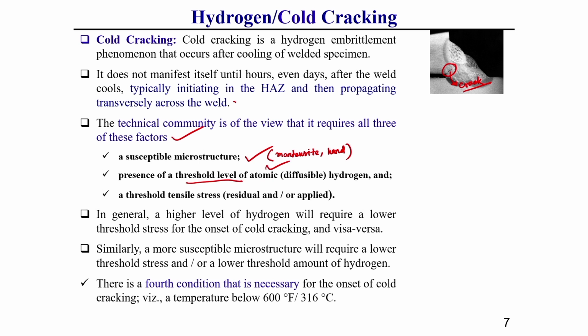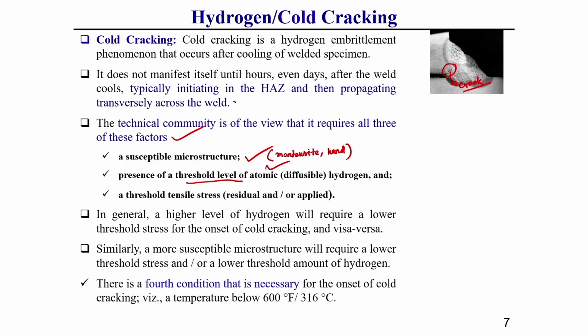Second, there should be the presence of a threshold level of atomic hydrogen. That means, at least a minimum amount of hydrogen should be there, which has the capability to generate the crack. That is why I have used the term threshold amount. If it is below this threshold value, there will not be hydrogen embrittlement or cold cracking.